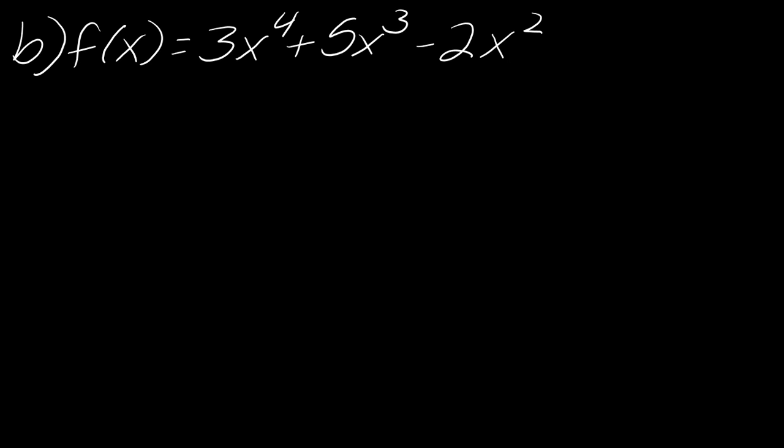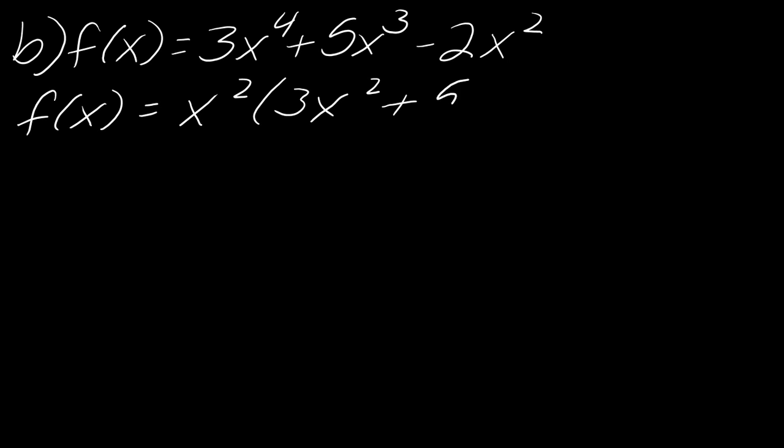Okay, so moving on to B here. So for this one, I guess the first thing that I notice is that there's a GCF. Okay, so if I factor out x squared, what am I left with? 3x squared plus 5x minus 2. And that's cool because that reduces us to a quadratic. And so then it's like, ooh, can I factor? Maybe. I don't know.